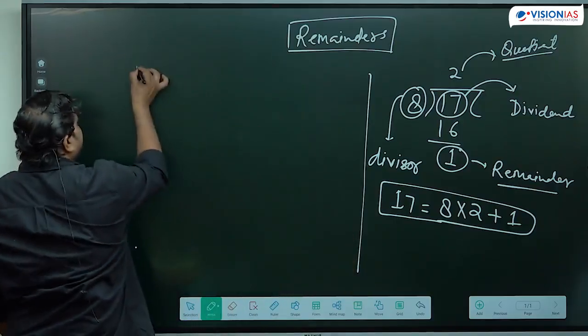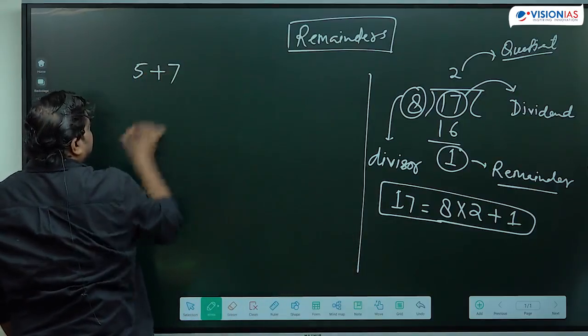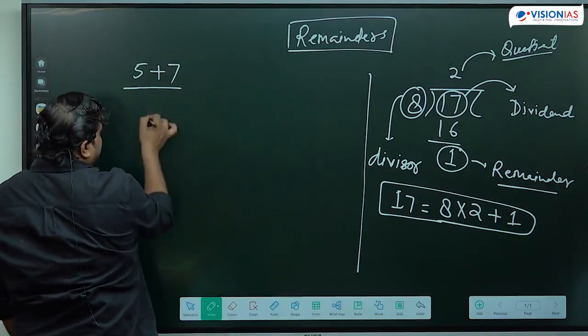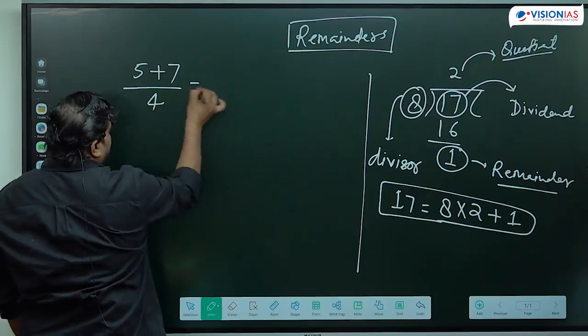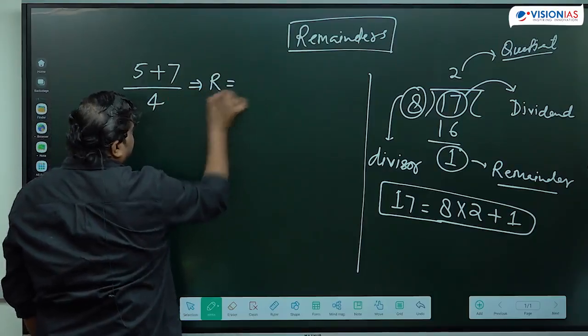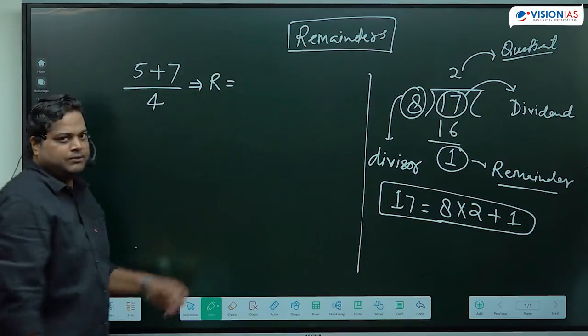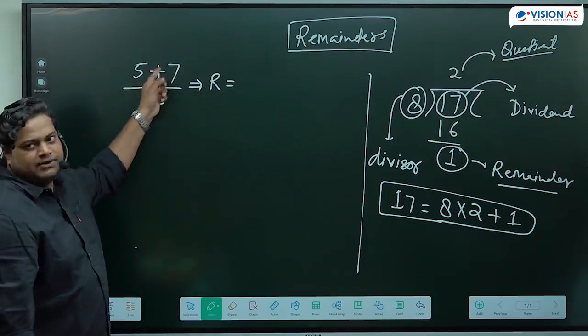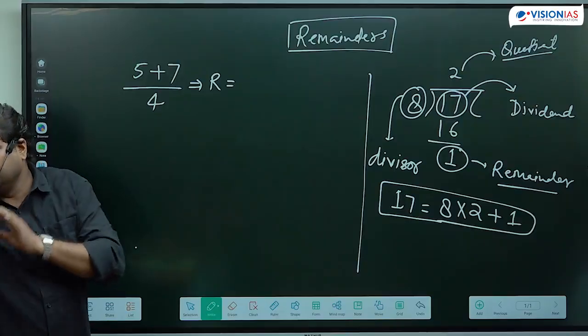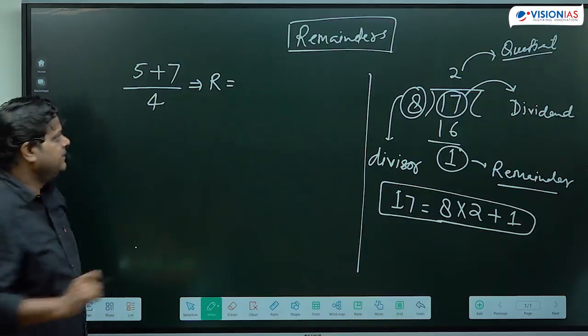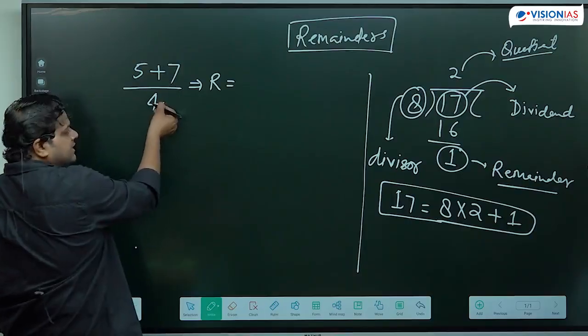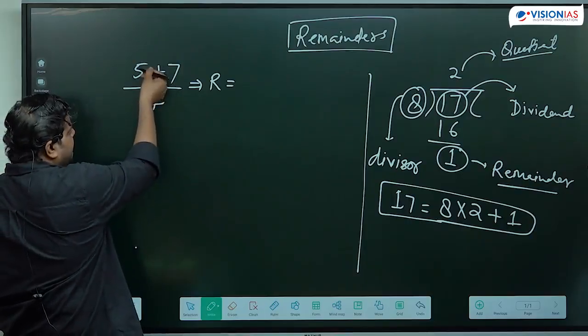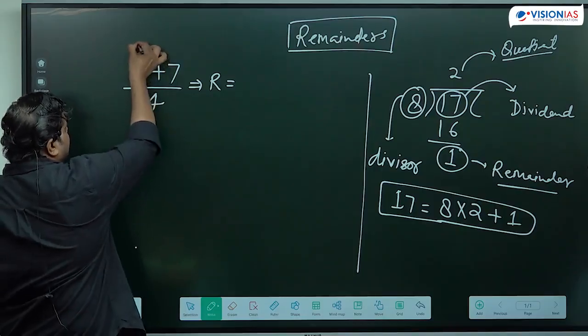If I write 5 plus 7, if I divide by 4, what will be the remainder? So what we did, 7 plus 5, 12, 12 को 4 से divide करा, we are getting remainder 0. But if I take this 5 को 4 से divide करा, we are dividing 5 by 4. What remainder we are getting?